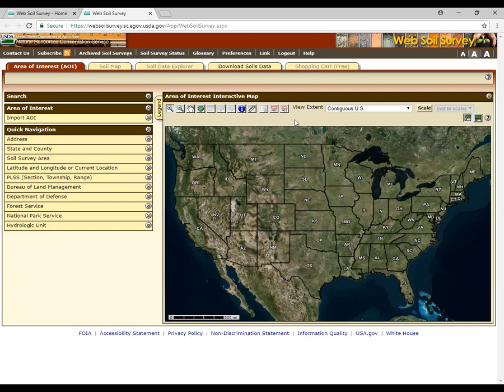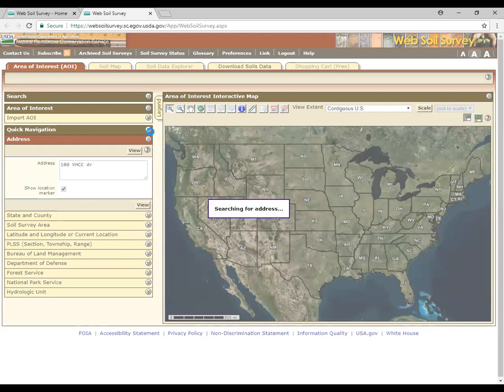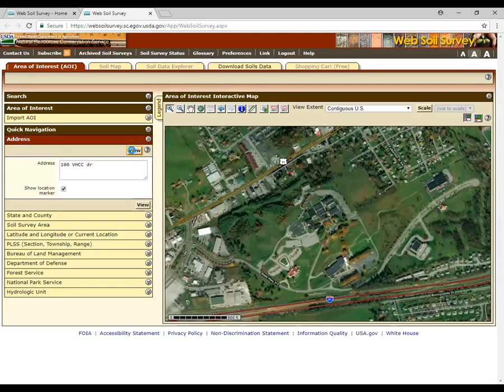You could actually scroll through the map itself. I think probably the easiest way is just to type in an address. So I'm just going to type us in here, 100 VHCC Drive. That's where we are at Virginia Highlands Community College. It takes us to VHCC.